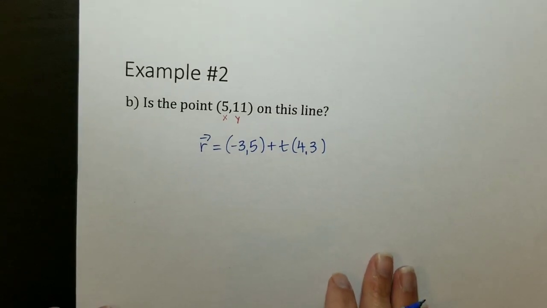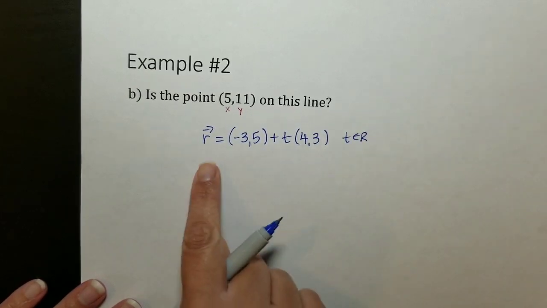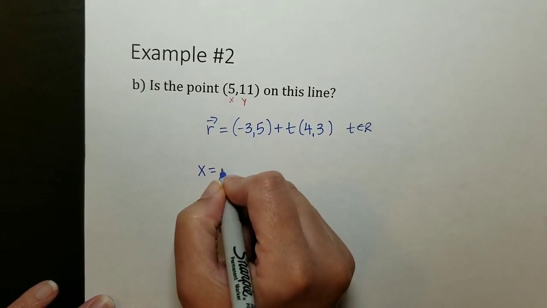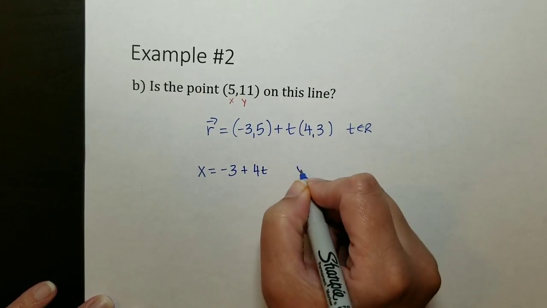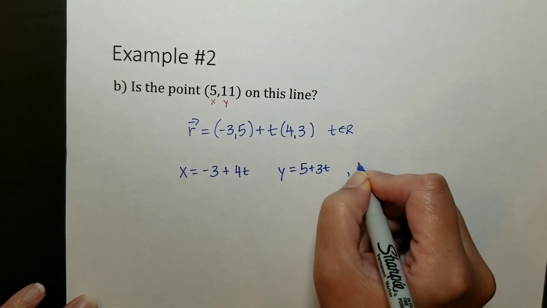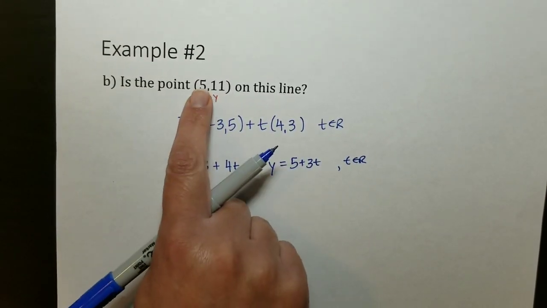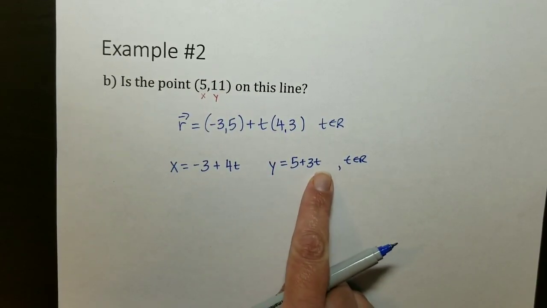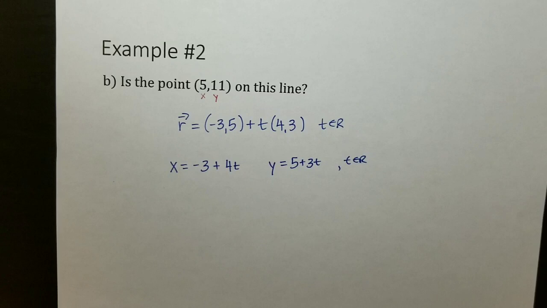I find the easiest way to solve these ones is to use that parametric form. So I'm going to rewrite this vector equation as the parametric equations, because there's going to be 2. So I'll start with -3 in the x plus 4t, and my y is going to be 5 plus 3t. And still real number values for t. So basically what I'm going to do is test x equals 5, y equals 11, and I'm going to solve for t. It would need to be the same t value in each of these in order for this point to be on the line.